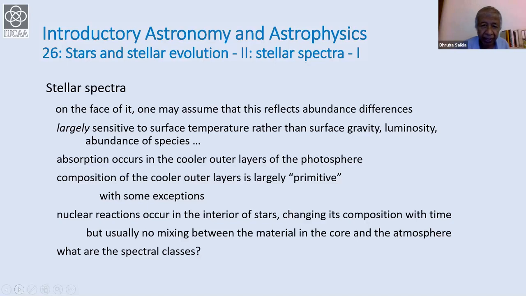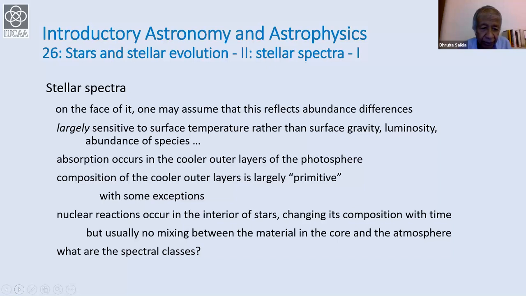On the face of it, one may assume that spectra reflect abundance differences, and that was what was done in the very early days. But we have seen that it is largely sensitive to surface temperature. And that is even more important than surface gravity or luminosity or abundance of species. Absorption occurs in the cooler outer layers of the photosphere. And the composition of the cooler outer layers is largely primitive. Primitive in the sense that it is the material from which the star formed, which largely consists of hydrogen and helium and the metals which were formed and formed part of the interstellar medium, and then the giant molecular clouds from which the stellar population originated.